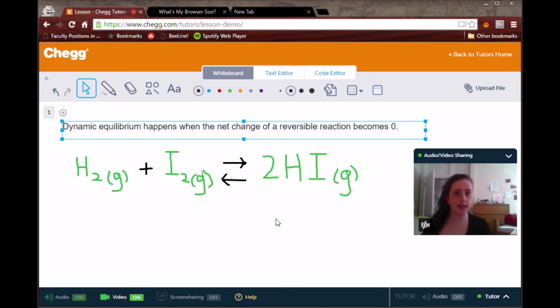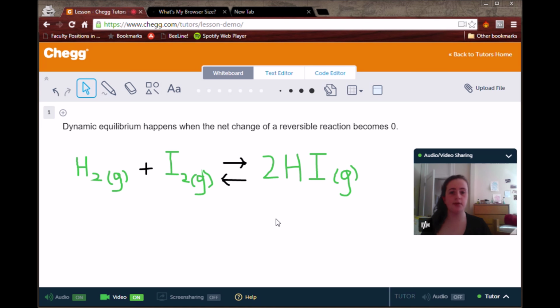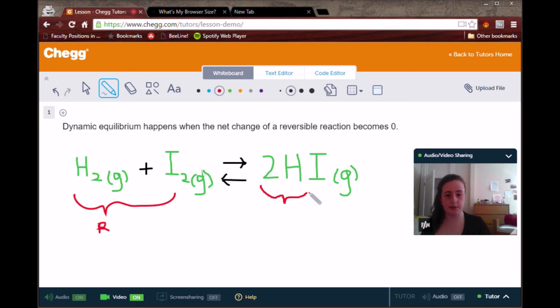I tutor science, some math, English, and Spanish, and today we are going to be talking about a chemistry topic, which is dynamic equilibrium. So when you have a chemical reaction like the one that I've drawn out here, you have your reactants, which are the things on the left, and you have your products, which are the things on the right. So for clarity, these are reactants, R for reactants, and then this here is the product, P for products.